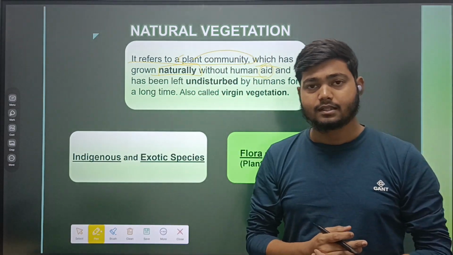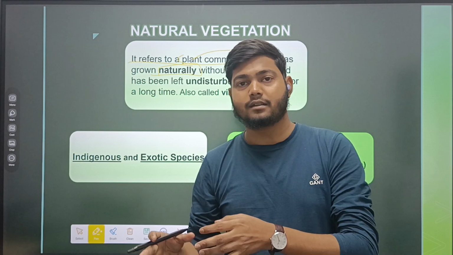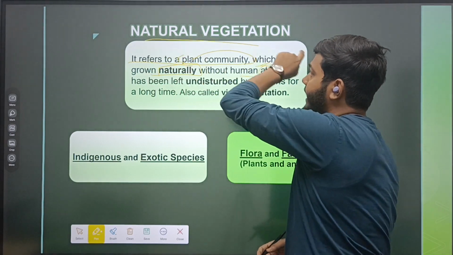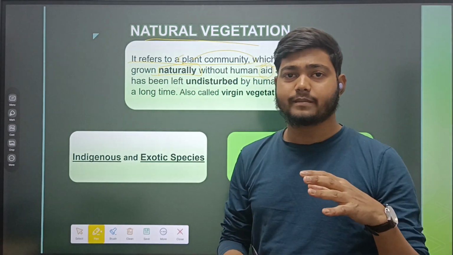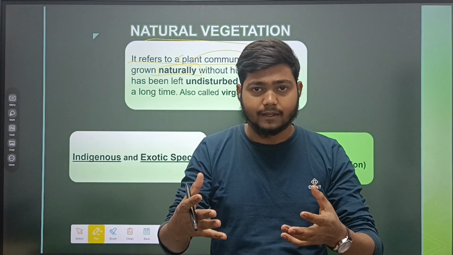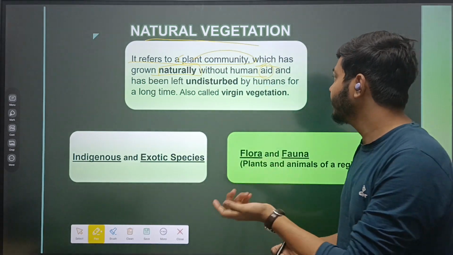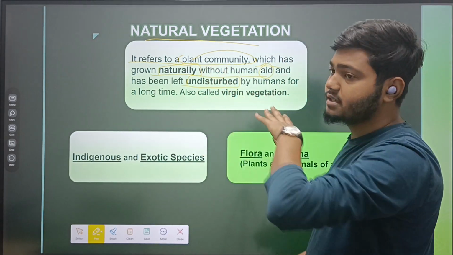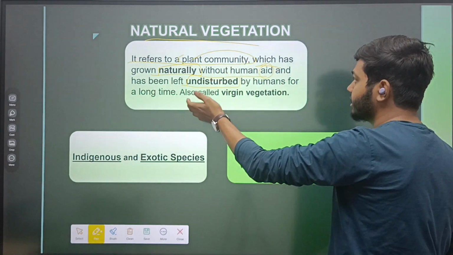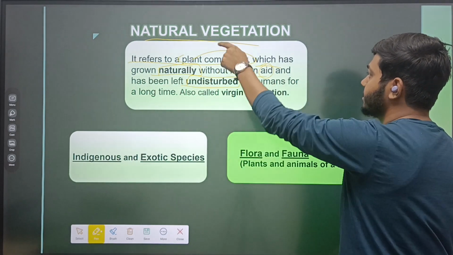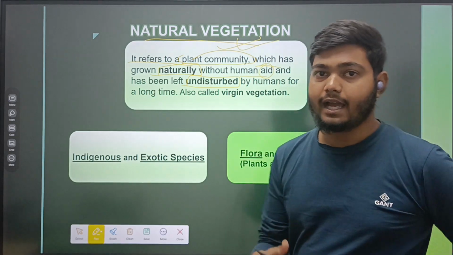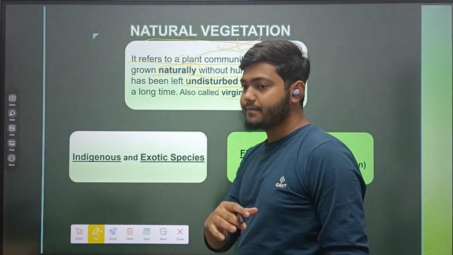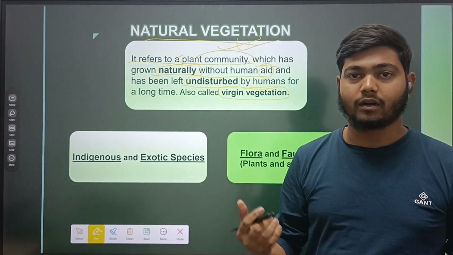Let's take an example. We used to plant a tree in our home. That is not in the category of natural vegetation. Natural vegetation means those plant species which grow naturally without any human aid or interference, and have been left undisturbed. These plant communities are known as natural vegetation, and this is also called virgin vegetation. I hope this point is clear, that is, what natural vegetation is.